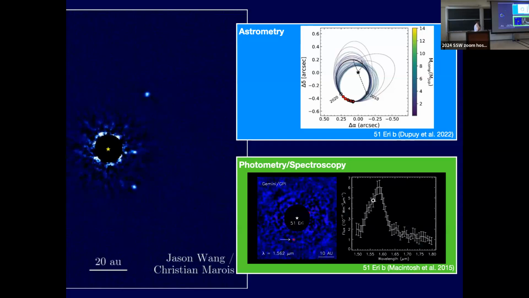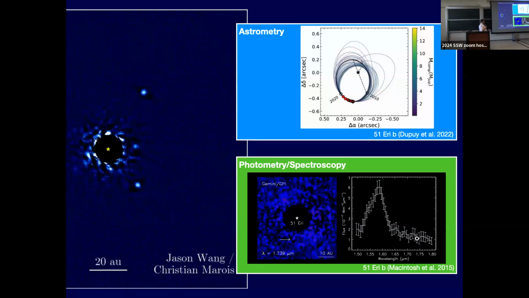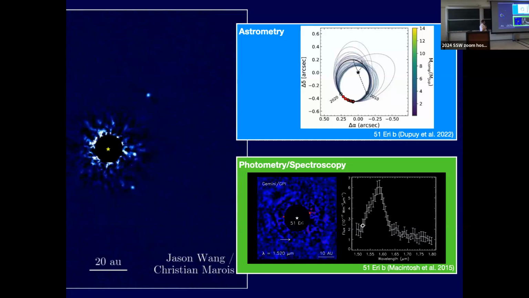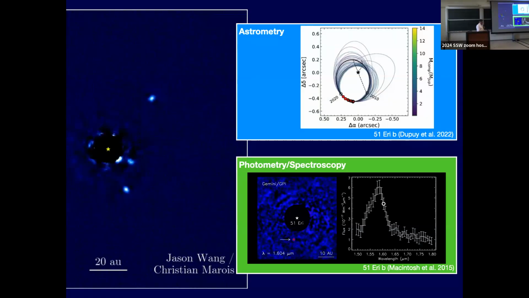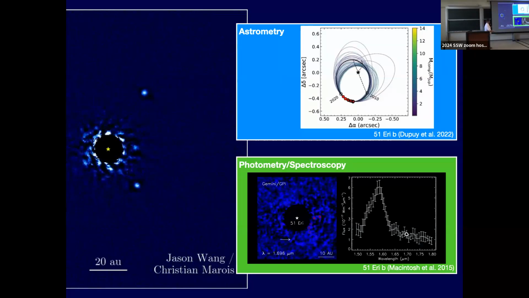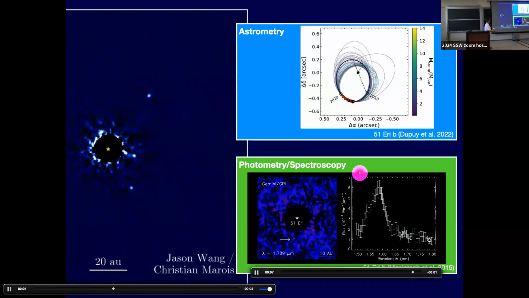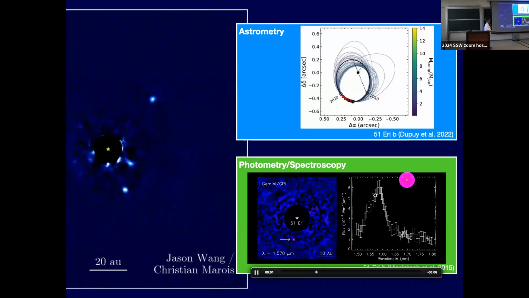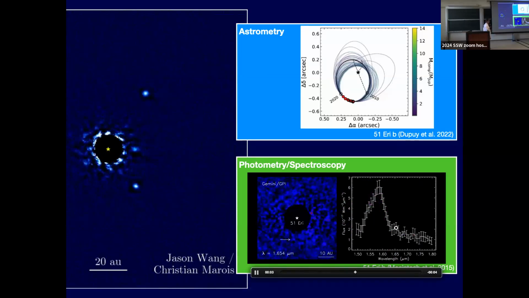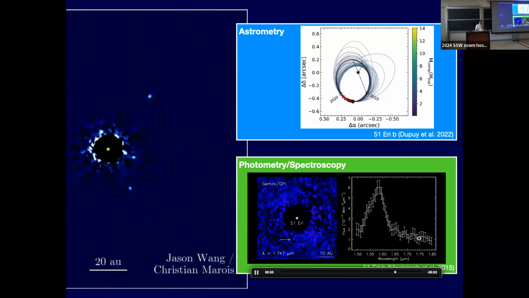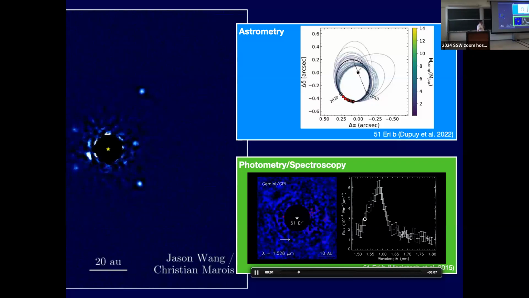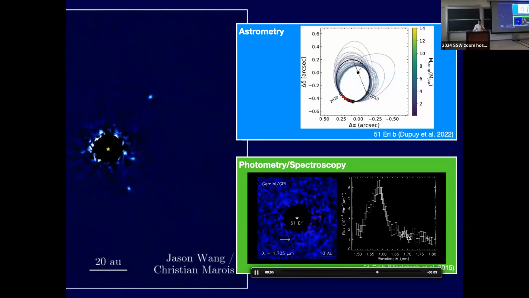And then there's photometry and spectroscopy. So at the bottom here, I have an animation from GPI showing the 51 Eridani planet in the H band. And you can see in the blue part of the spectrum, we have emission from the planet and then a strong methane absorption feature in the red half. And so by measuring the flux of the planet as a function of wavelength, we can get information about the atmospheric properties and understand more about the formation of the planet.